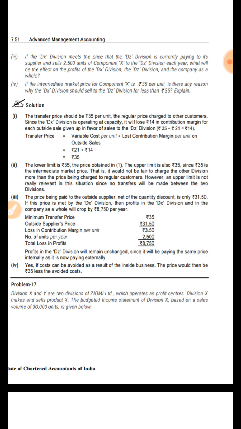Profit in the DZ division will remain unchanged since it will be paying the same price internally as it is now paying externally. But the overall profit of the company and profit of the DX division will drop by 8,750.